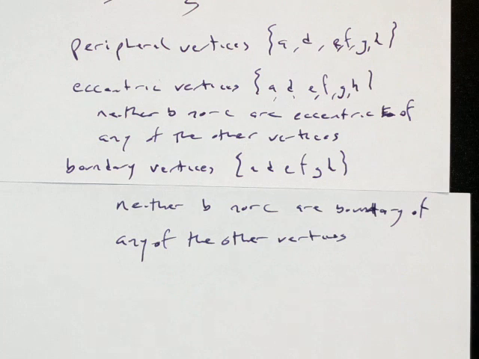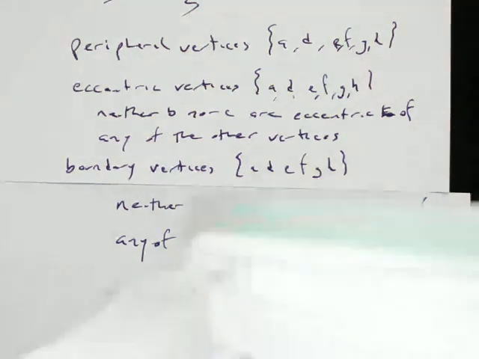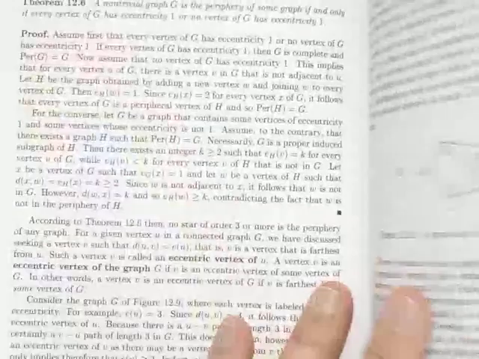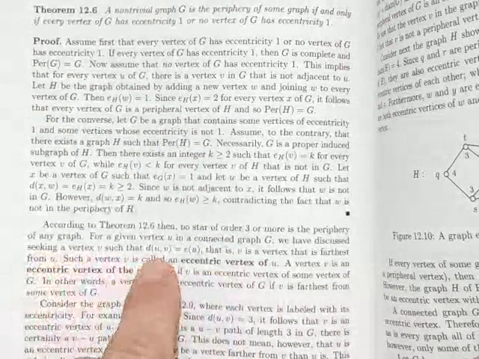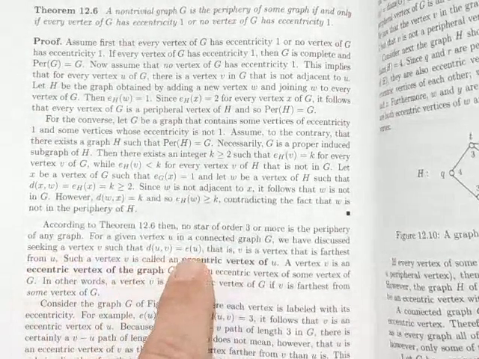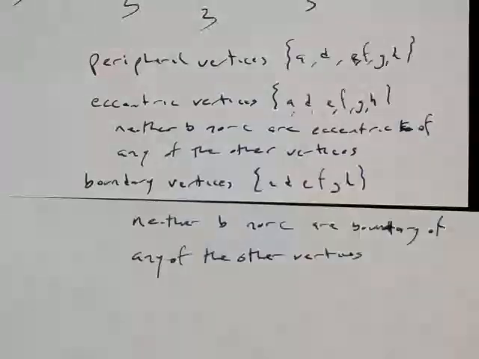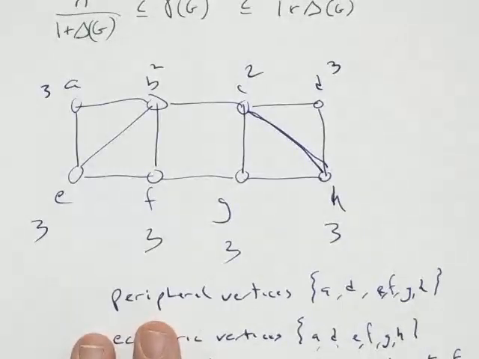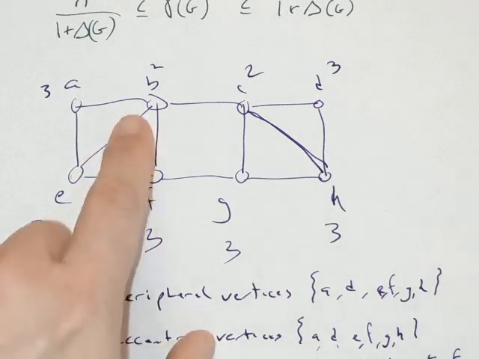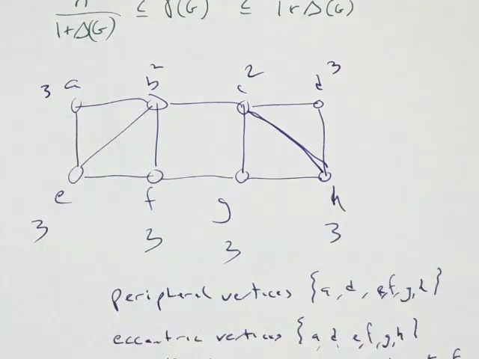Again, I'm going to go right to the definition. A vertex is eccentric if I can find a vertex V such that the distance to U is the eccentricity of U. So find a vertex whose distance to B is the eccentricity of that vertex. Not the eccentricity of B, but the eccentricity of where we started. So in that case, I would need something whose distance from B is either 2 or 3.